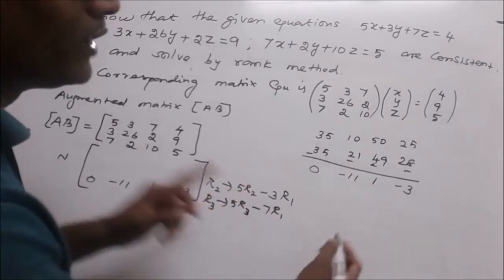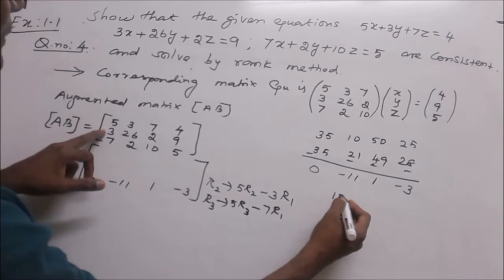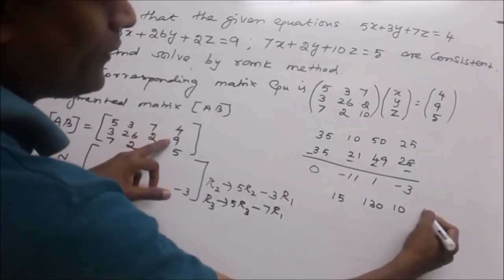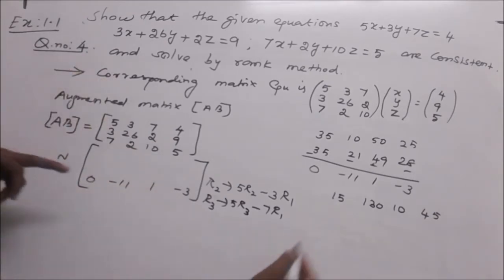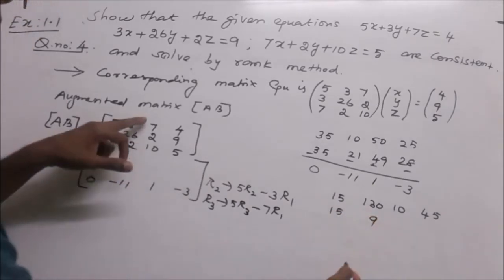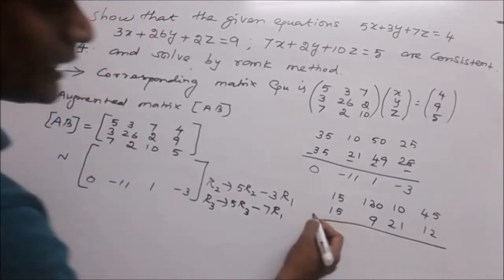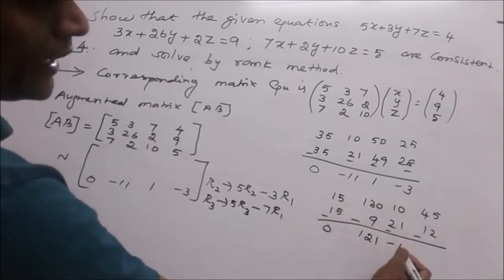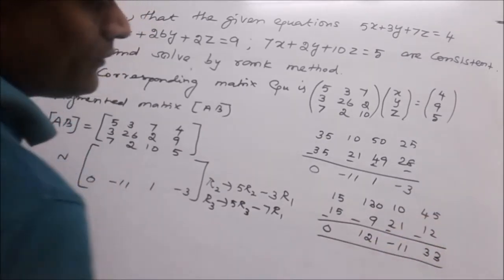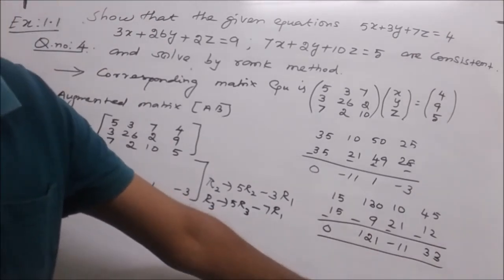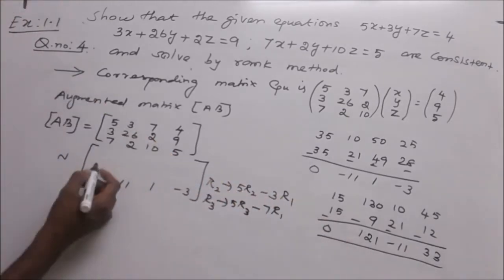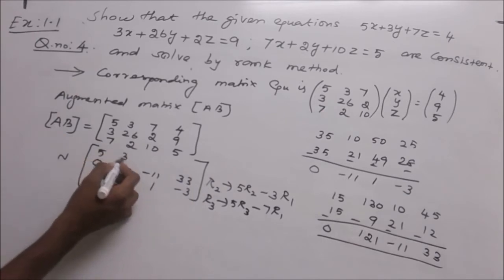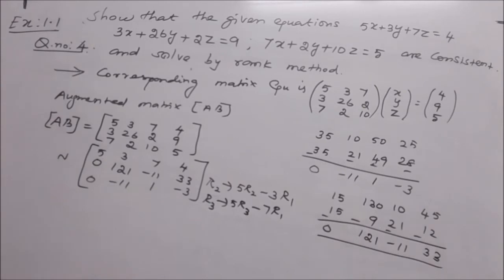Here the iteration happens. I am processing here 5R2. 5R2 means multiply R2 by 5: 15, 26 into 5, 130. Then 2 with the 5, 10. 9 with the 5, 45. Next, multiply the first row by 3. That means 15, 9, 21, 12. Subtract. 15 minus 15, 0. 130 minus 9, 121. 10 minus 21, minus 11. 45 minus 12, 33. Now we have 0, 121, minus 11, 33 as the answer. Write these entries in the second row: 0, 121, minus 11, 33. Then 5, 3, 7, 4. No change in the first row. You can keep the same as in the first matrix.